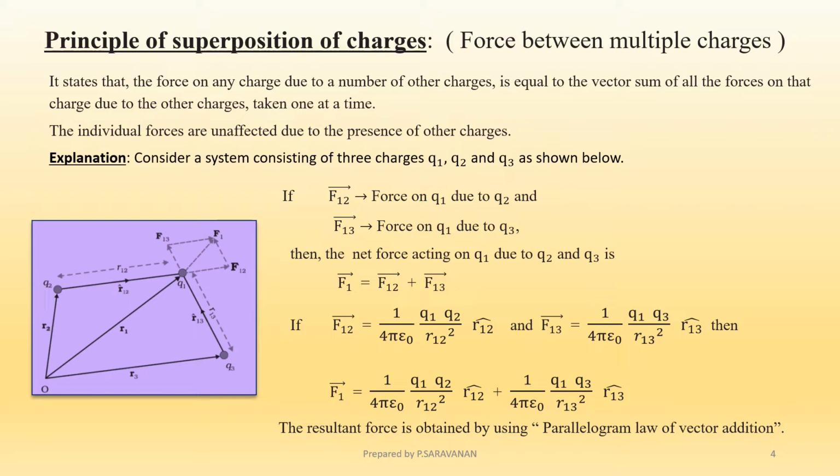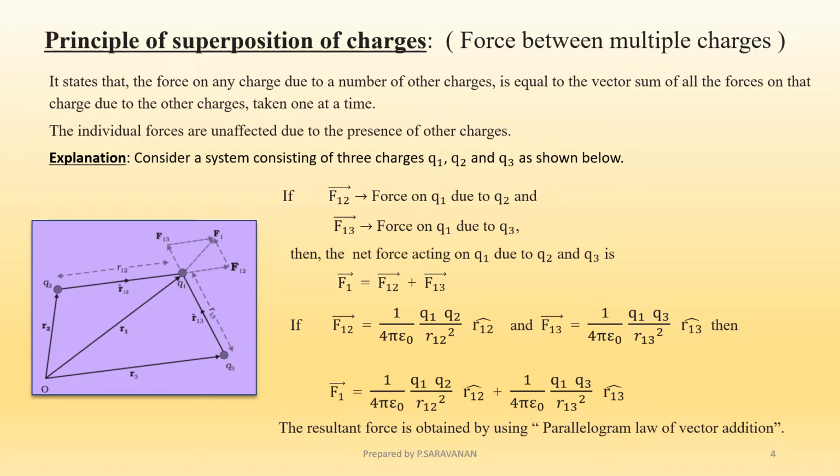So, if vector F12 represents the force acting on Q1 due to Q2 and if F13 vector represents the force acting on Q1 due to Q3, then the net force acting on the charge Q1 due to both Q2 and Q3 is F1 vector is equal to F12 vector plus F13 vector. The other equations can be substituted.